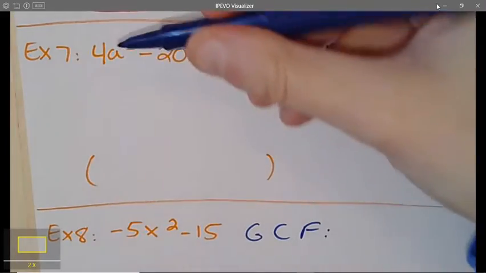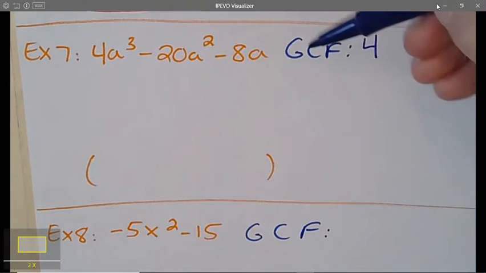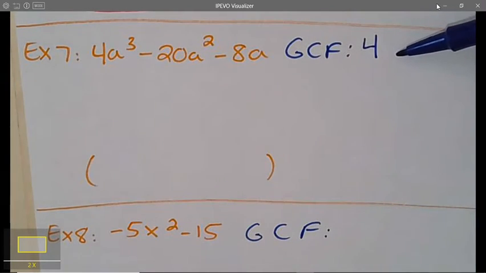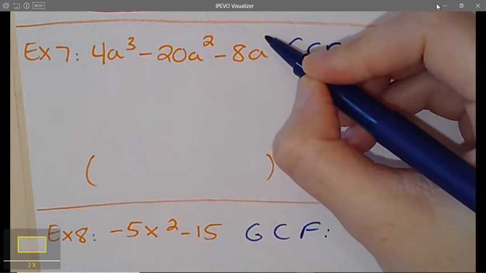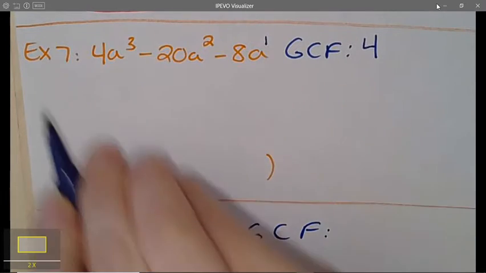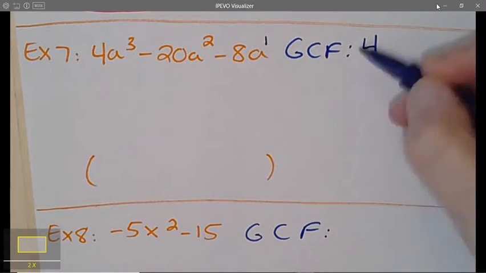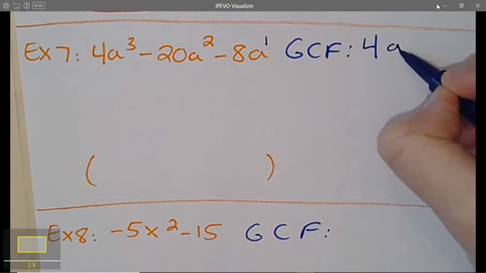Okay, so again, when we're trying to decide which variable should be in your GCF, which exponent to use, you always pick the one with the smallest exponent. So I have A to the third, A squared, and A to the sneaky first power. So the smallest exponent out of all three of those is A to the first.